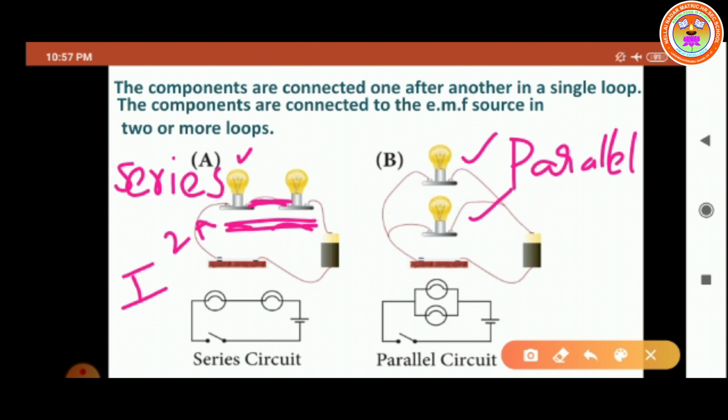That is, in a series circuit, the current at each point of the circuit is the same. What is the same here? The current is the same. Okay. So next we have to move on to the parallel circuit.